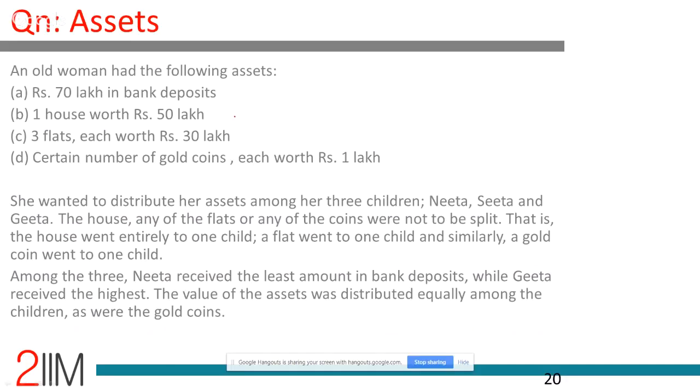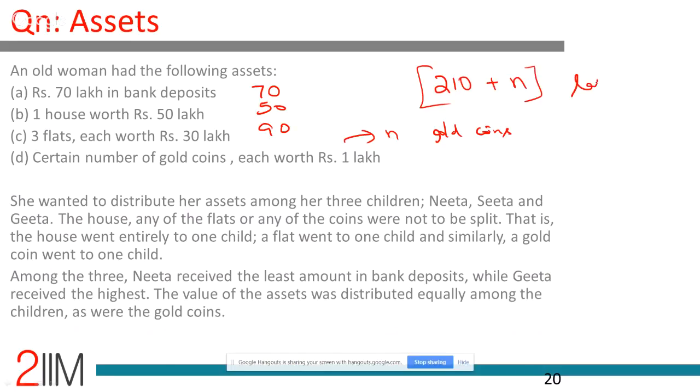I'm going to say, there are 70 lakhs here, 50 lakhs here, and 90 lakhs here. Then let's say there are n gold coins. So the total assets this lady has: 70 plus 50 is 120, 120 plus 90 is 210, plus n lakhs of rupees. This is our total assets. This was distributed equally, and then gold coins were also given equally.